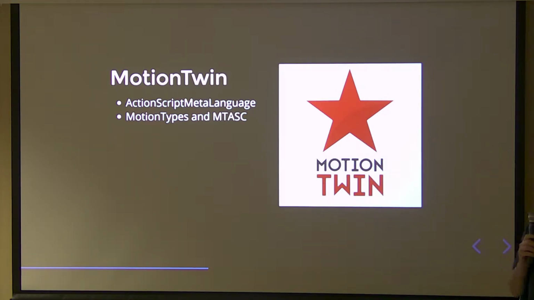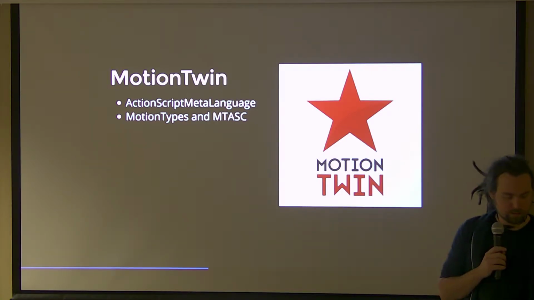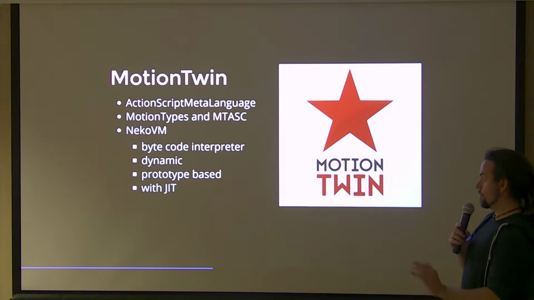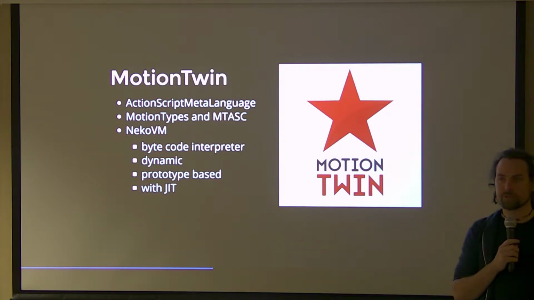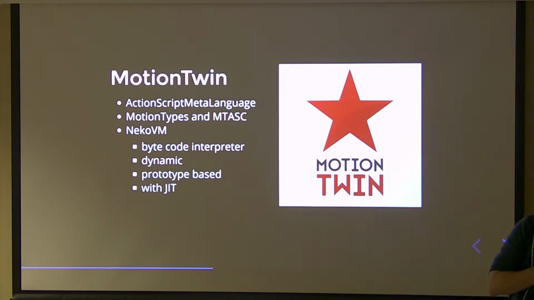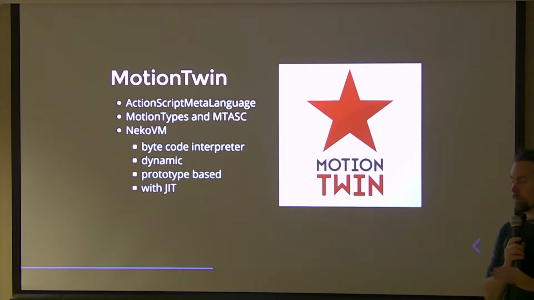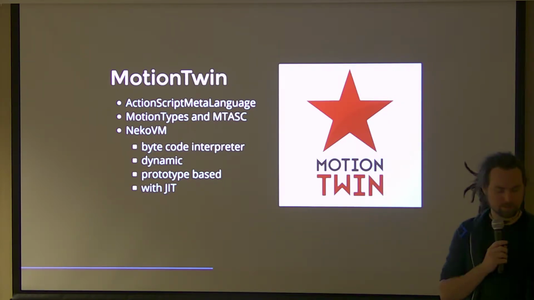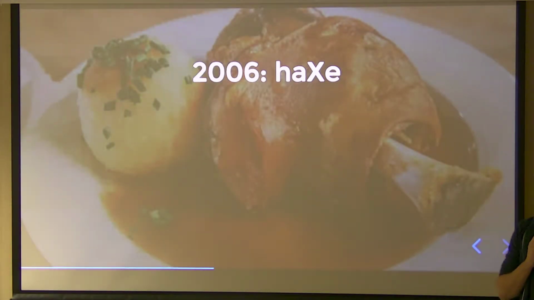And Motion Type, which remained an internal language for Motion Twin, was also targeting Neko VM, which was a bytecode interpreter meant specifically for the server. So something which was also prototype-based, dynamic. There were also attempts to make Lua run in it and all this kind of stuff, if you're really interested. But the main point was to have a platform so that you can use the same kind of code on the server. And in 2006, all of this resulted in Haxe.